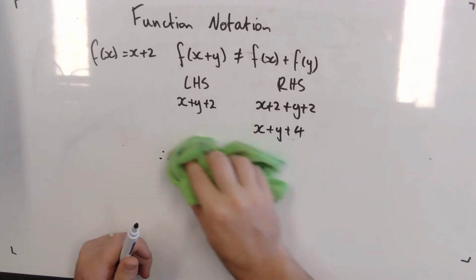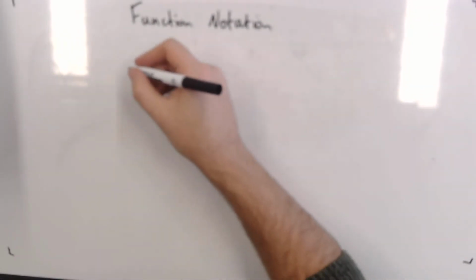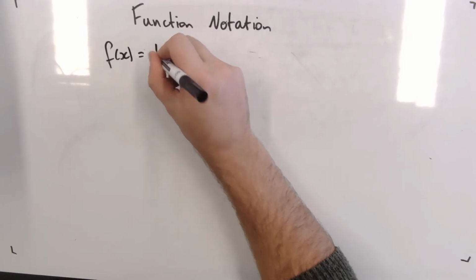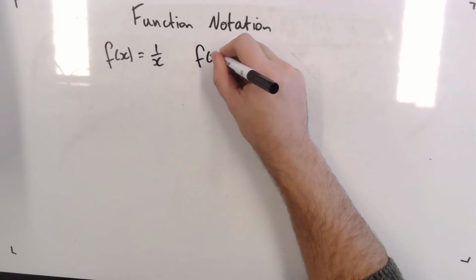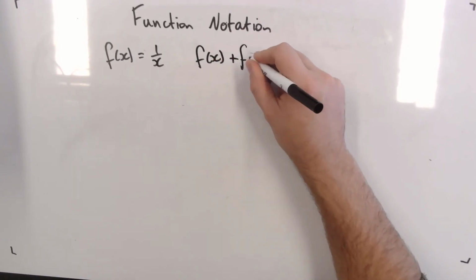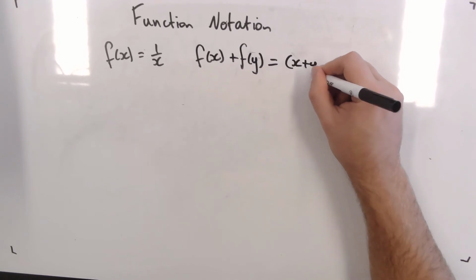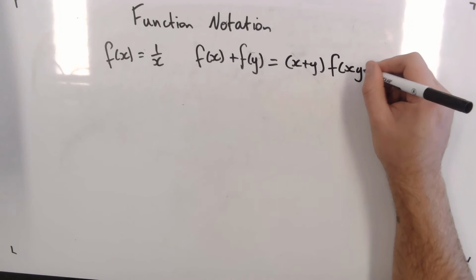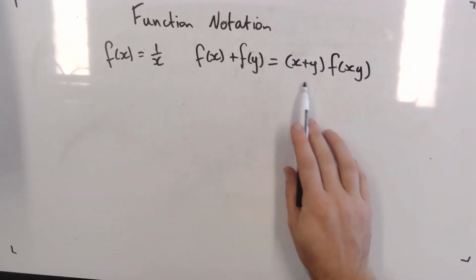Okay, we're going to have a look at one more example here, which is we have a function f of x equals 1 on x, and then we want to verify that f of x plus f of y equals x plus y times f of xy. Notice now we don't just have straight functions, we've actually got this other term out the front.